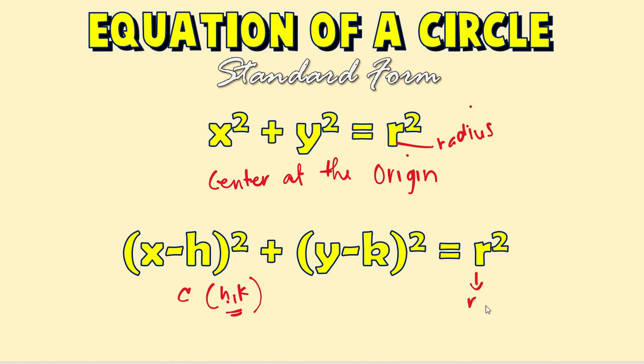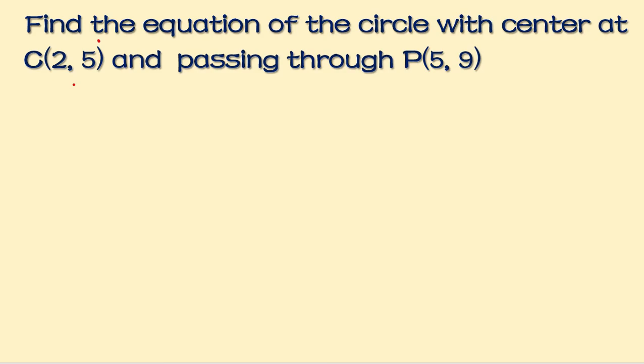Now, gaya nga ng sabi ko, what if si r yung nawawala? Ang binigay lang point. So, ano yung gagawin natin? So, let's try to solve this. Find the equation of the circle with center at 2, 5 and passing through 5, 9.